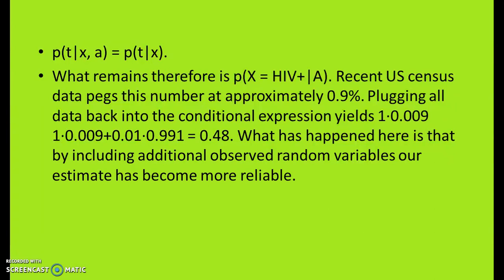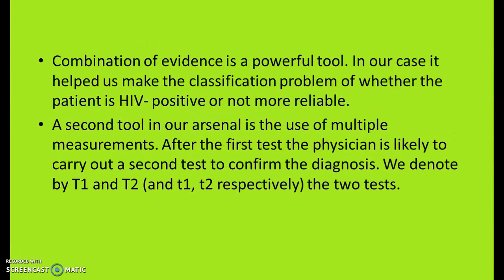So what has happened here is that by including additional observed random variables, our estimate has become more reliable. The combination of evidence is a powerful tool. In our case, it helped us with the classification problem of whether the patient is HIV negative or HIV positive, and in cases like this we are trying to get more reliable information.